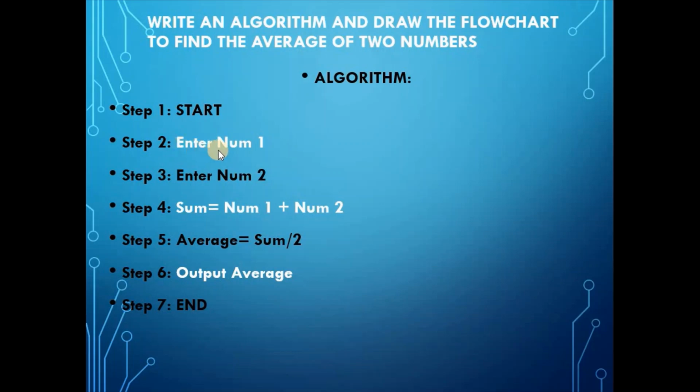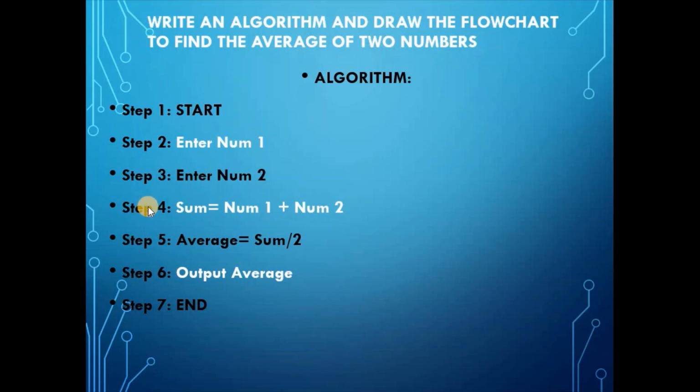And the next step was to enter, read, or input, but in this case we're using the word enter. So we enter the very first number that we want. So that's step two. Step three, we want to enter the second number. Will we enter another number? No, because it only asks us to find the average of two numbers.